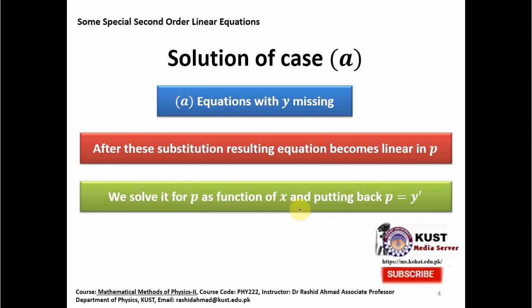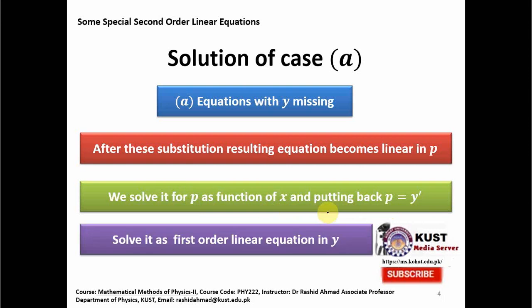After the solution, we put back p equal to y prime, because we know our substitution was y prime equal to p, and when we put it back, what we get is a first order linear equation. Then we solve this because we still have the first derivative involved. Remember, it's not p equal to y. Otherwise, if we had p equal to y, there would be no point in making the substitution, but we have p equal to y prime.